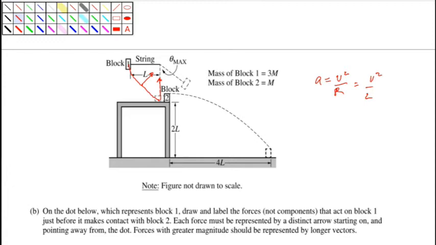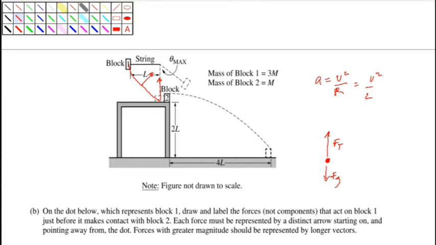Now, the forces on the block just before the collision are gravity and the tension force on the string. So for the moment, we'll just draw a little free body diagram here on the side. We've got some tension force, Ft, that's pointing up, right? That's what's keeping the block in circular motion. And then there's gravity, which we'll call Fg, and that's pointing downward.